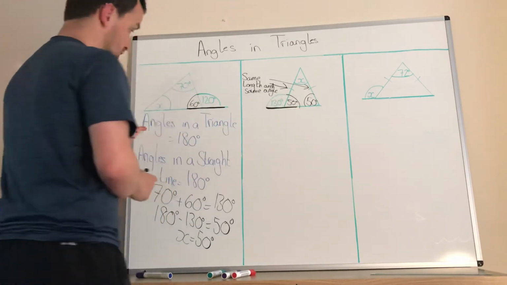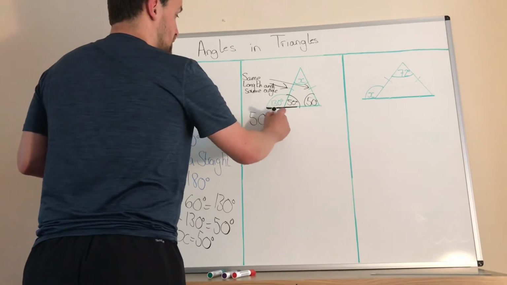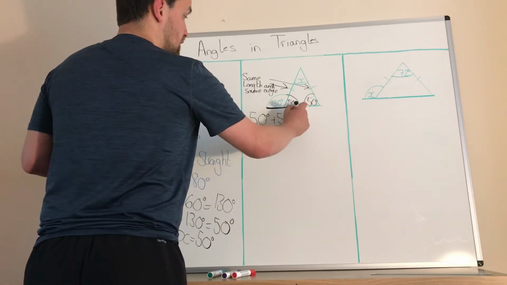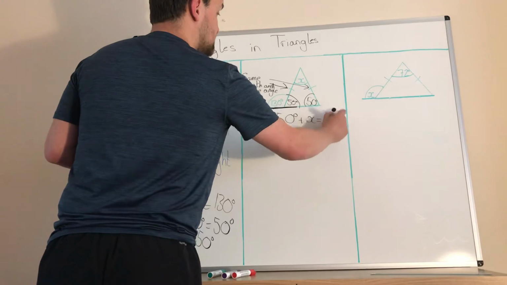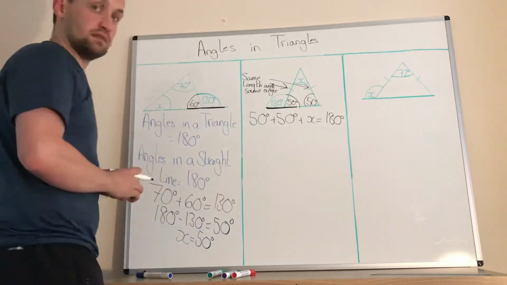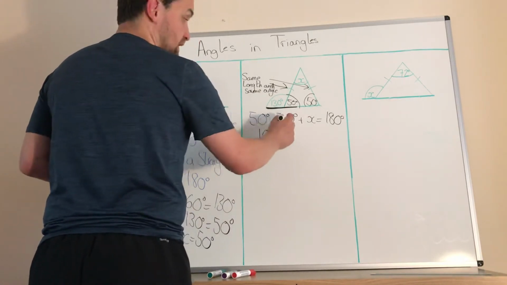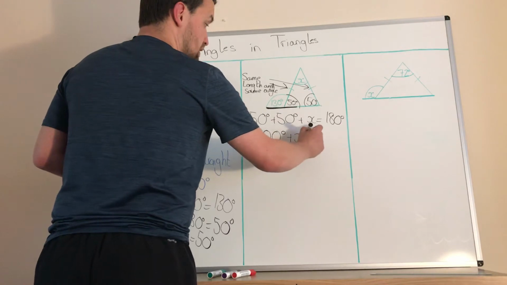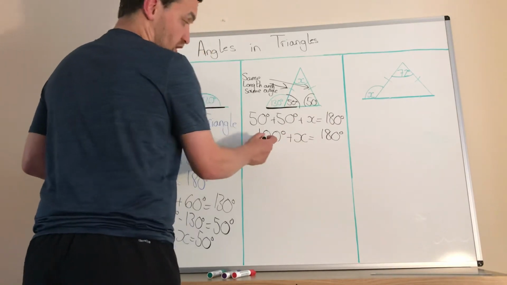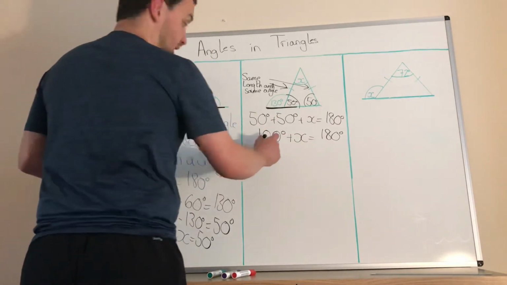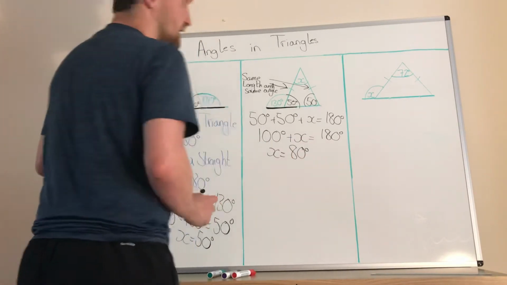Now the internal angles in the triangle add up to 180. So 50 degrees plus 50 degrees plus x, 50, 50 and x, must equal 180 degrees. Simplify this. So we've got 100 degrees, 50 plus 50, plus x equals 180 degrees. So what do we add to 100 to get to 180? We add 80 degrees. So x is 80 degrees.